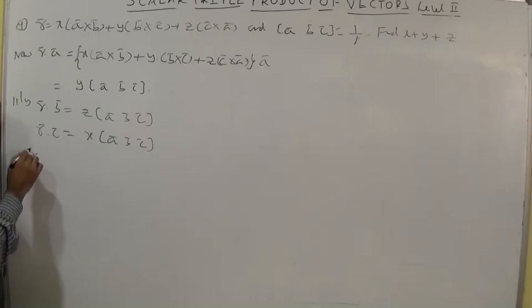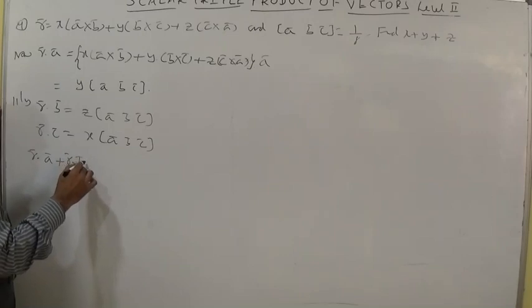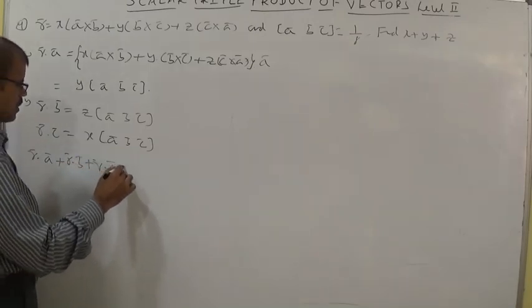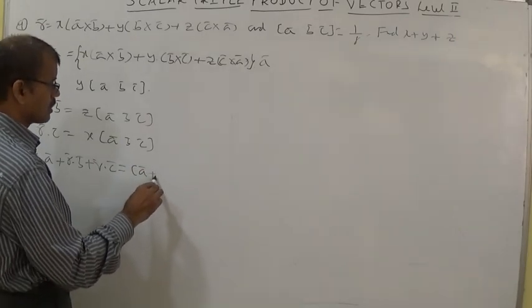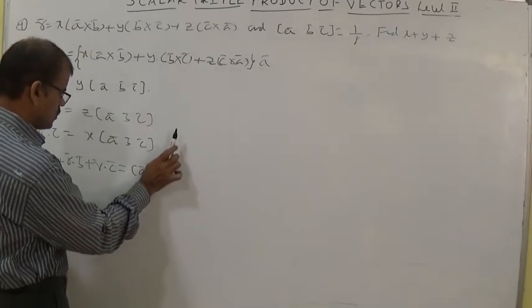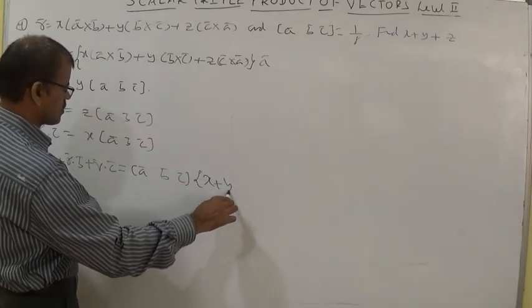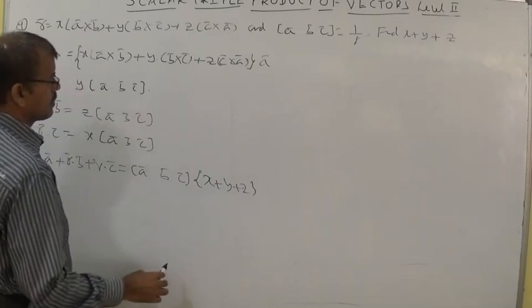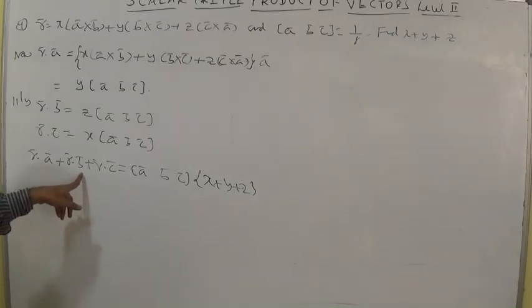So that implies we can write here R bar dot A bar plus R bar dot B bar plus R bar dot C bar is equal to, if we take box ABC in common, you can write here X plus Y plus Z. Now we multiplied, and R bar dot A bar plus R bar dot B bar plus R bar dot C bar is equal to box ABC times (X plus Y plus Z), where box ABC is given as 1 by 8.